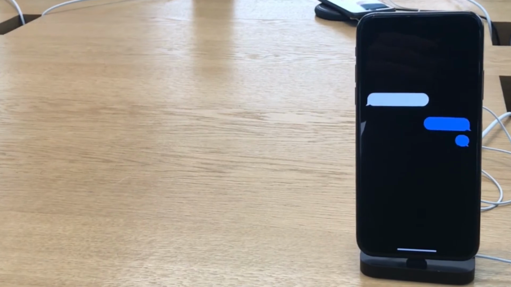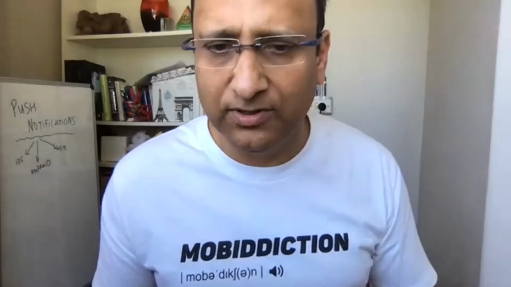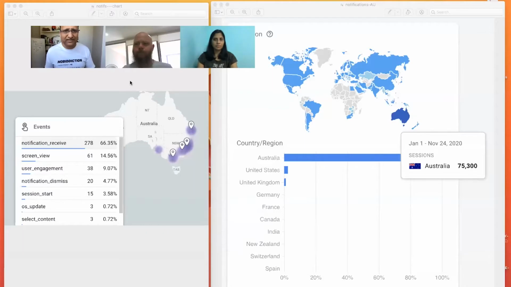Now, I know there's a lot of talk about how they're useful and all of that. Interestingly, I was actually looking at some stats we got from one of the applications we were running, and look at this screen, right? You've got a notification screen which is generating about 66% of users to open that application. How powerful is that? You're prompting them to open that application just by sending them a notification.